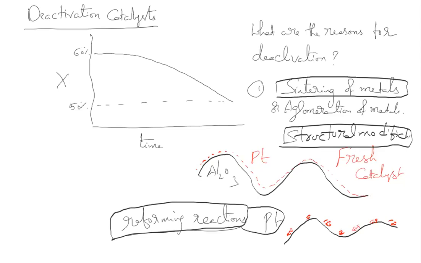Now during the reaction, because of the temperature, the platinum will form clusters. The platinum will agglomerate and form this kind of clusters, and that is where the performance of the catalyst decreases. This is what is called metal sintering or structural modification. The catalyst is structurally modifying. Clear? So that is one of the reasons.